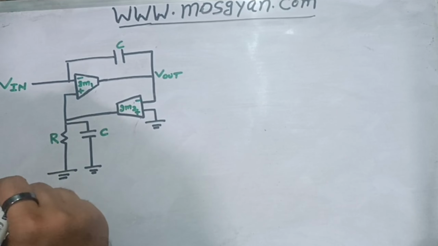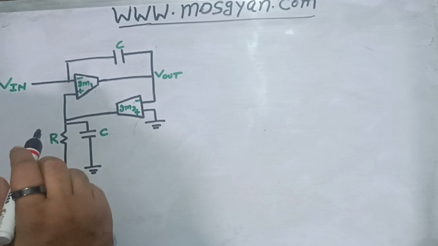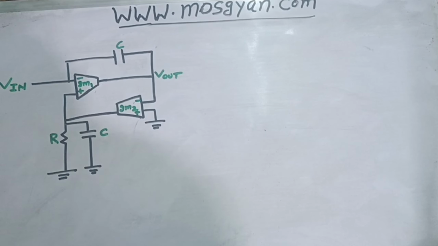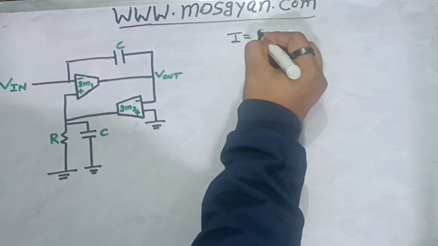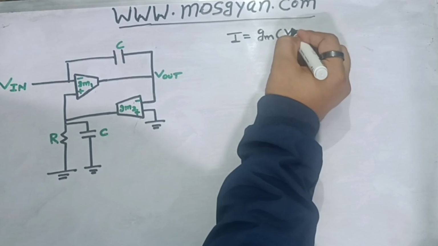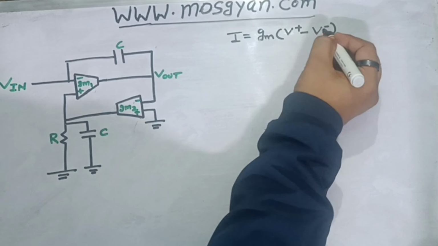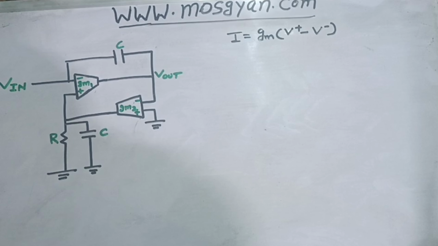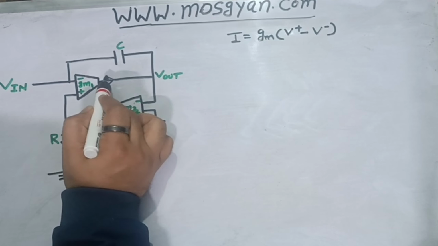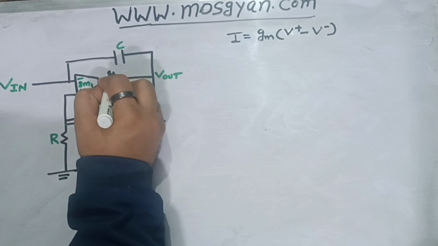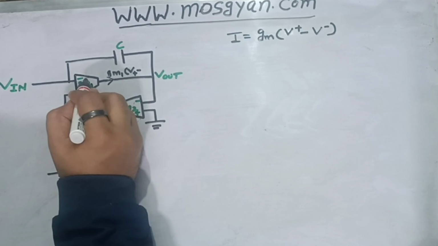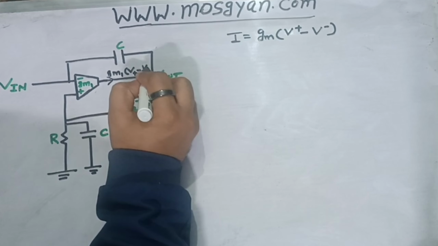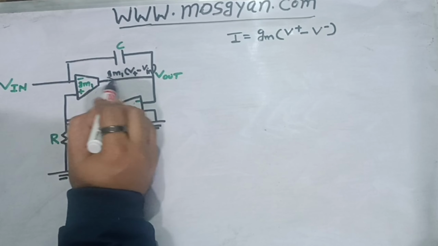If you look at this circuit, for any circuit which is having a voltage controlled current source, we can write the equation of I as equal to Gm into (V plus minus V minus). This is how we can represent the current for any voltage controlled current source. Now if I have to write the current here at this node, that would be equal to Gm1 times (V plus minus V minus), and V minus is Vin here. So this is the amount of current which will flow from this path.